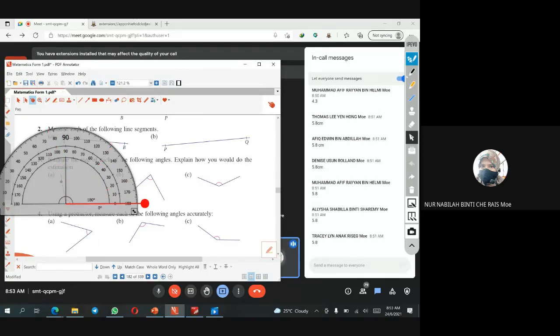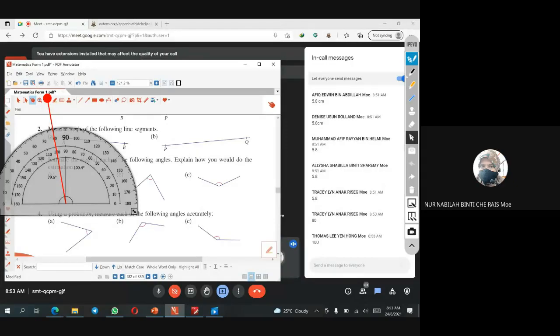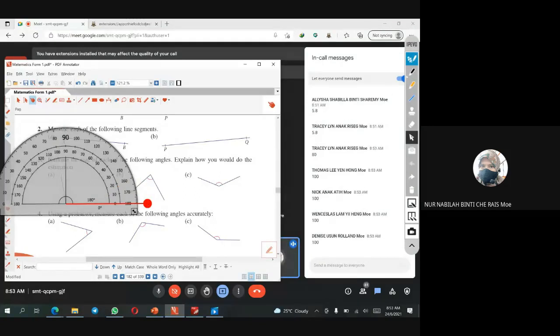So actually your second line is equal to what? Is it 80 or 100? Okay, look at just now. The first one is 0, so 0 is on the inside scale, right? So when you move to this one, you have to follow the inside scale also. So the answer is 100, not 80.